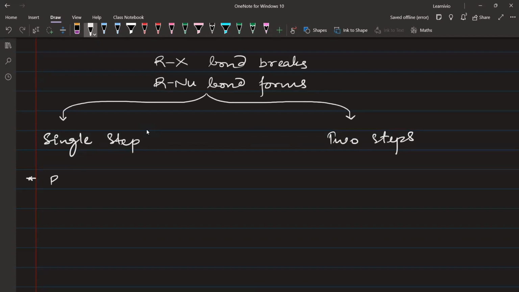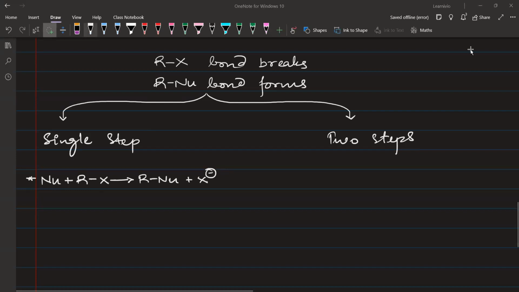अब अगर सिंगल स्टेप में होगा तो ध्यान दीजिए, if it is happening in single step, that means you have nucleophile plus RX and it is going to give you RNu plus X negative, है ना, एक स्टेप में. But if it is happening in two steps, अच्छा, यहाँ पे if I want to show the arrows, I will show the arrows like this. The nucleophile is going to attack on the R because it is electron rich. It will be having some lone pair electrons. This bond will go with X negative. That is why X is getting a negative charge.